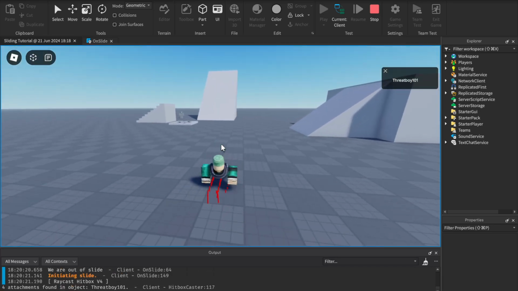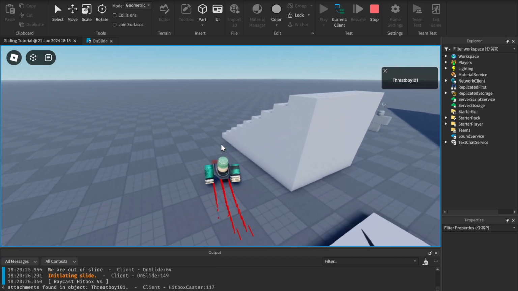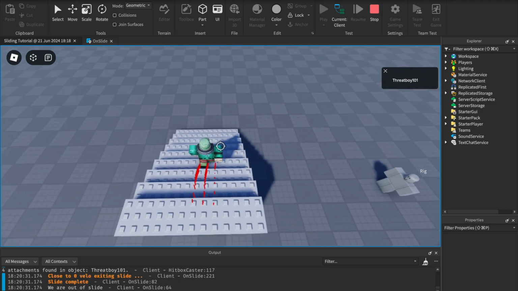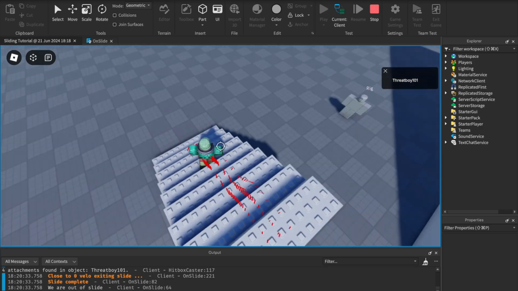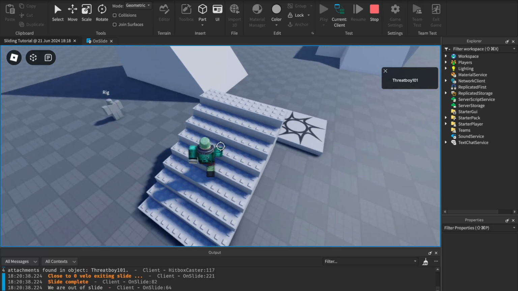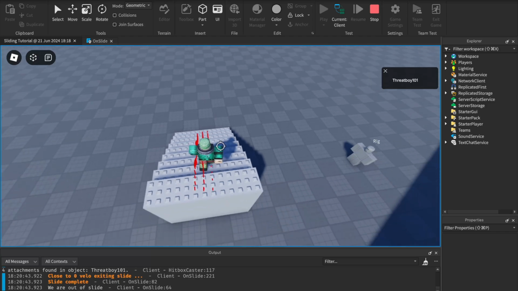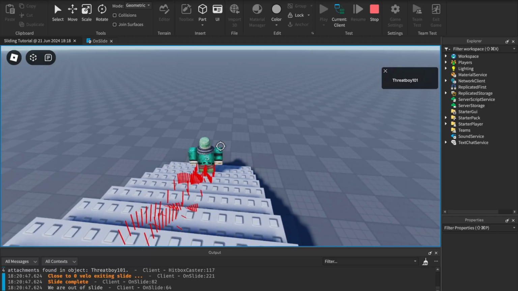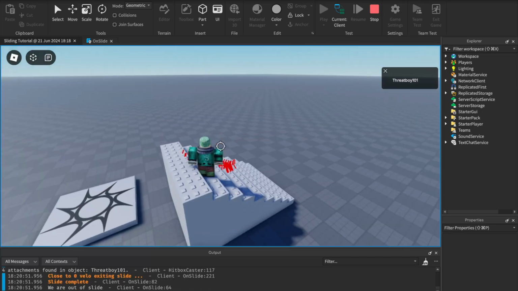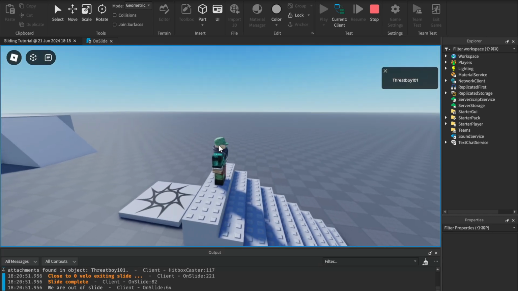Pretty smooth. I mean, stairs are pretty hard to slide on, but I think even then, it's decent.